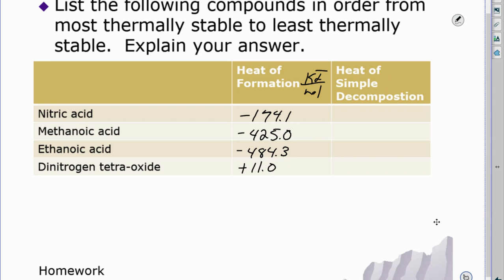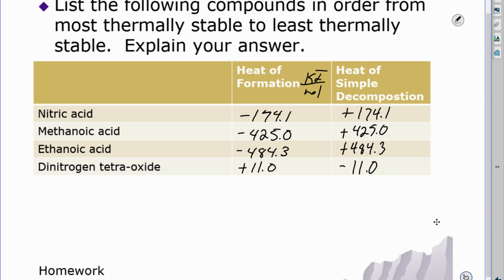Okay. So I'm getting these off of, did I make a mistake? Now, the easy part, the simple decomposition is change the sign. Plus 174.1 plus 425.0 plus 484.3 minus 11.